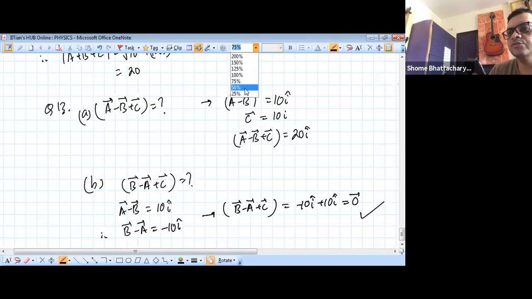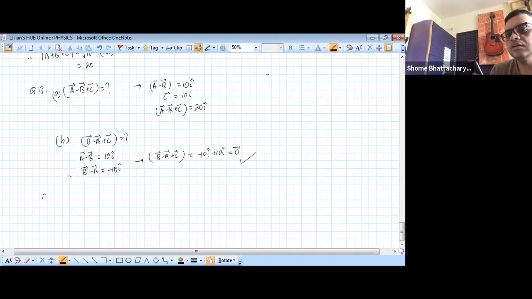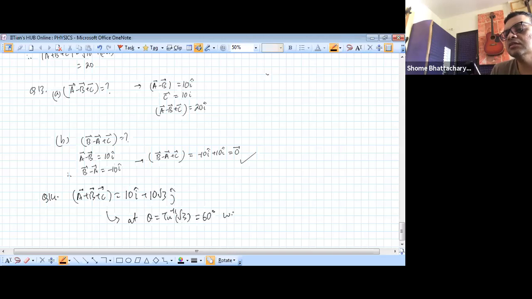And similarly, question number 14 is about angle. In question 14, you can see that E plus B plus C, from earlier we had seen, was 10 i cap plus 10 root 3 j cap. So it is at theta equal to tan inverse root 3, or that is 60 degrees with respect to the x-axis. Okay, so these are the assignment problems.